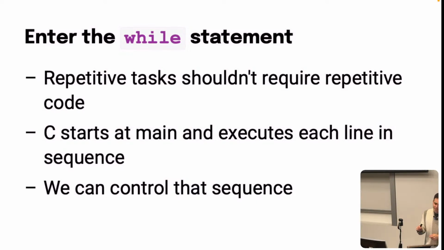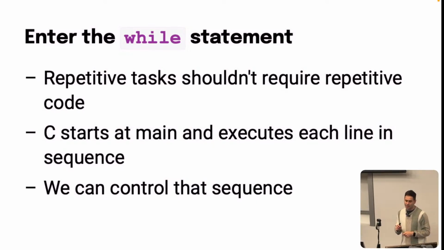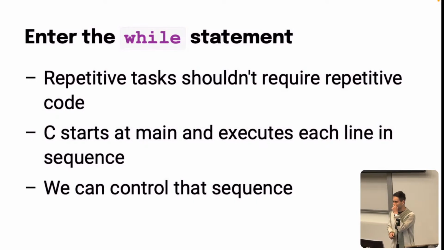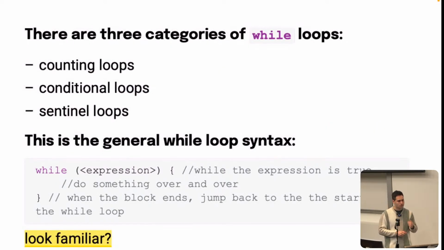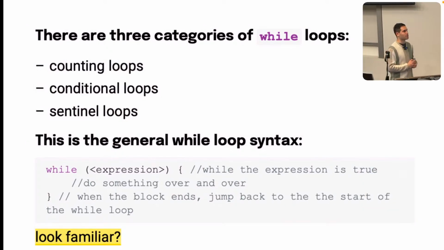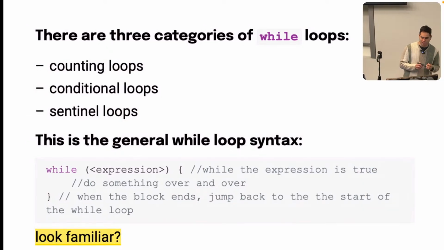If we know that C starts at main and executes each line in sequence, how can we control that sequence with repetition? So we've got 3 types of repetition or 3 types of loops to introduce.